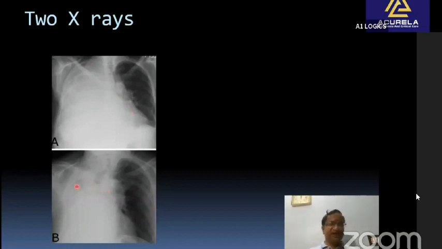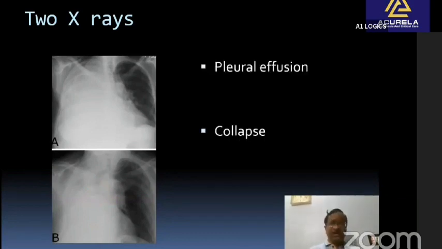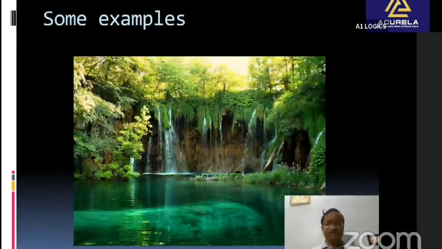But here you can see complete white shadow, even though there are some black shadows here and there. So there is a tracheal pull here. All the mediastinum is likely pulled. It is likely to be pleural effusion, and the lower one is a collapse.